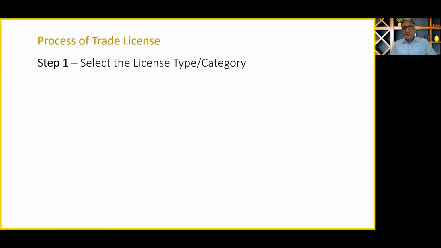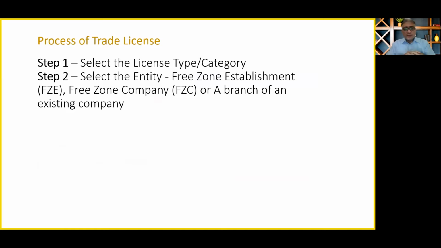Process of trade license. Okay, very important steps now start, so please focus so you can understand. Step one is to select the license type, which I explained to you earlier. License type, what? Are you a general trader, consultancy, services? This is the license type. Then you have to select the entity. Are you a single owner or a partner?